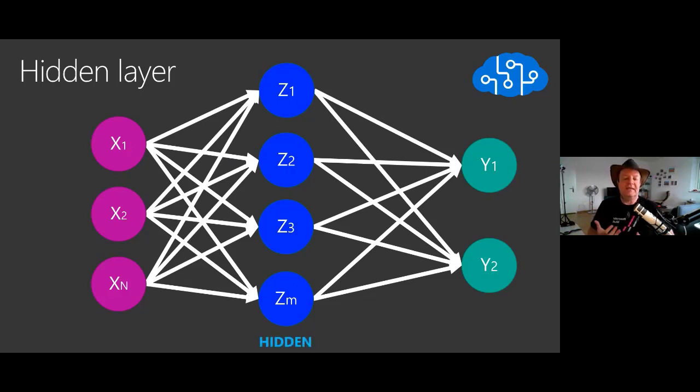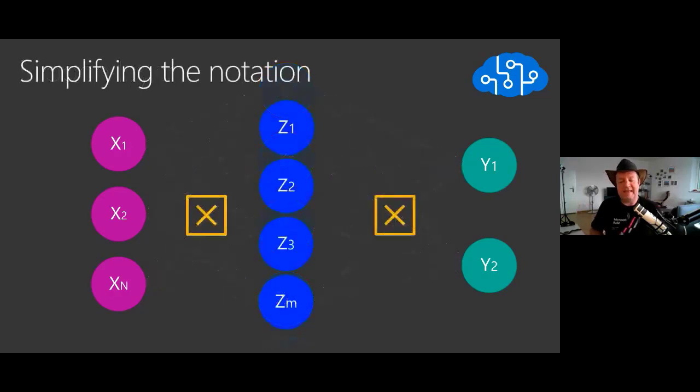Why hidden? Because in an AI model, you can measure the inputs, you can measure the outputs, but what's going on inside the model is very difficult to measure. It is like a black box, okay? It's a hidden layer. And so now we have a system with one layer. But why not add more layers? And so again, I'm going to simplify the notation by replacing all those arrows with some little X's.